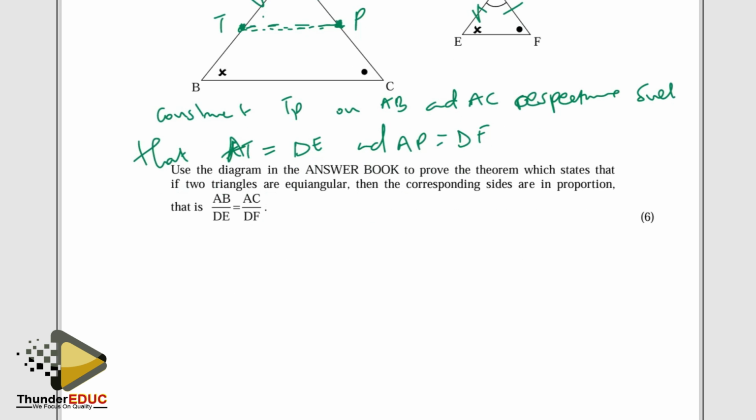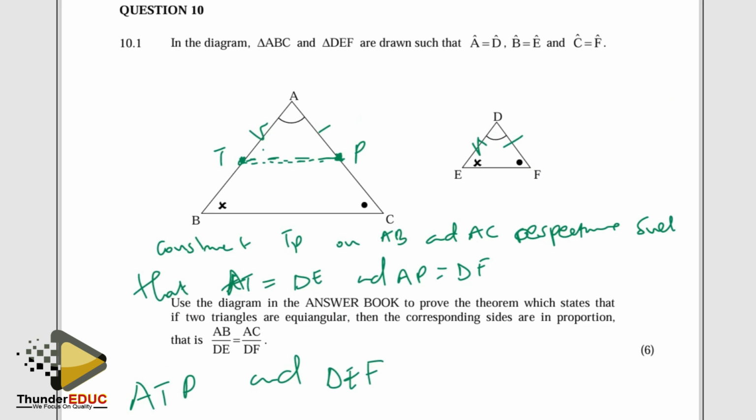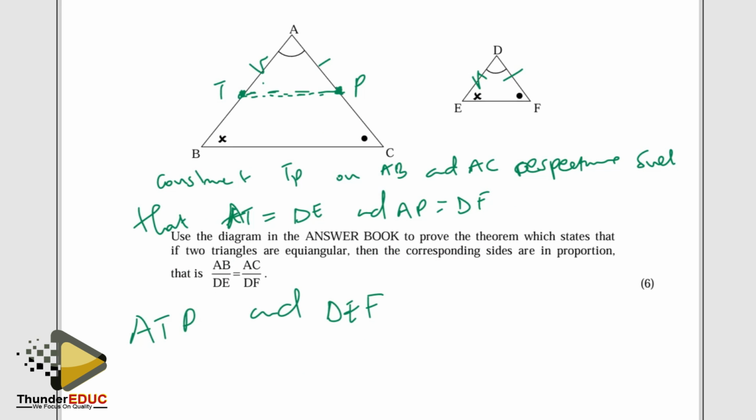Then break down with one triangle at a time. So I'm going to look at ATP as my triangle, and then DEF, and compare for congruence. I'm going to say that AT is the same as DE, and AP is the same as DF, which means that TP must be the same as EF. This is going to be the remaining side of the triangle.